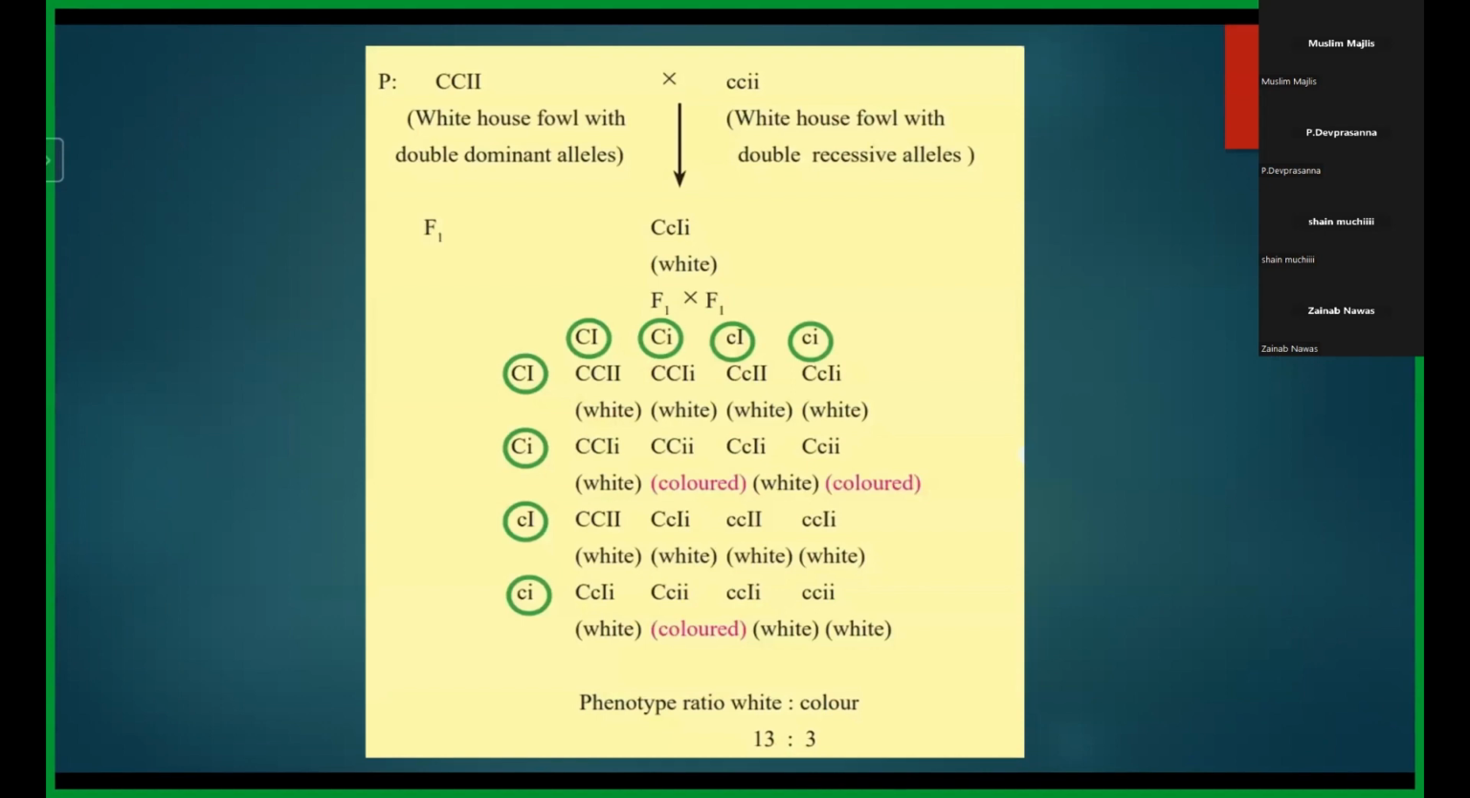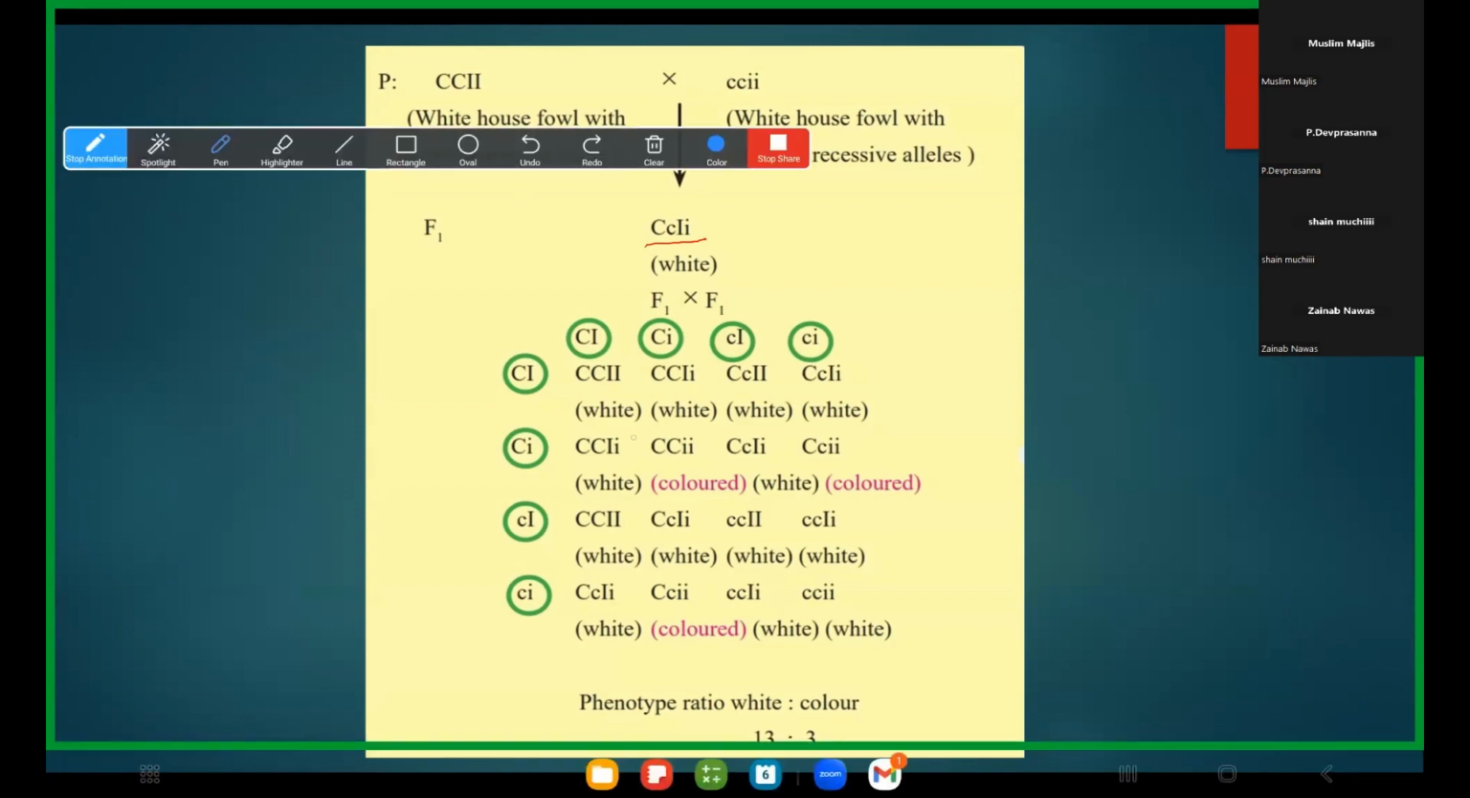And this shows the crossing of a double dominant white color housefowl with a double recessive allelic white color housefowl. So when they are crossed, they would have this type of allelic combination, which is again white. Why? Because we have the dominant capital I, which is suppressing the gene.